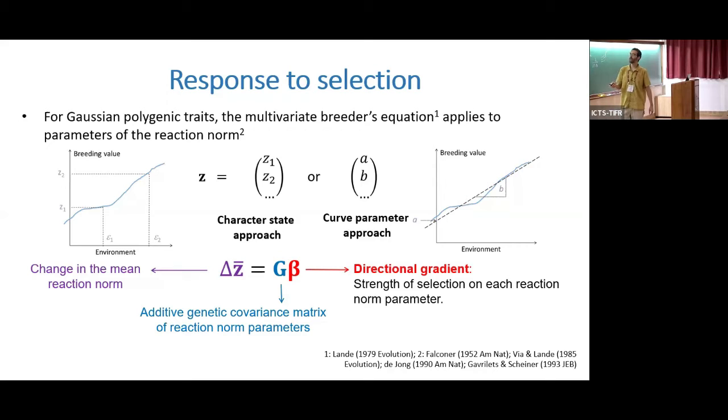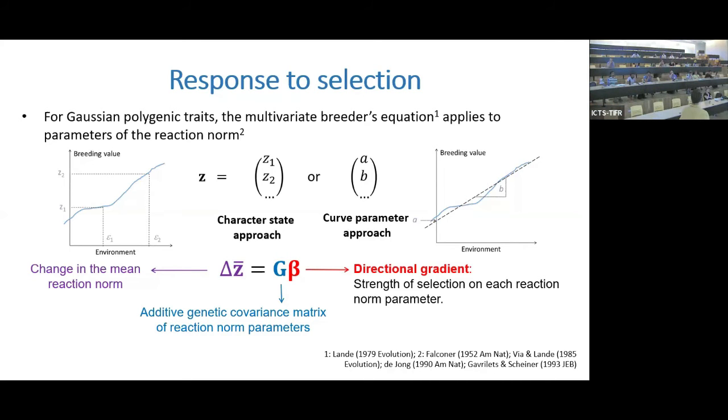The change in this trait equals the directional gradient on this trait times the genetic covariance matrix of these traits, right? So in one case, the genetic covariance matrix is the variance in each environment and the covariance across environments of the same trait across environments. In this other case, it's the variance in slope, variance in intercept, covariance between slope and intercept, etc. You can switch from one to the other, depending on what's more convenient, what you have measured.